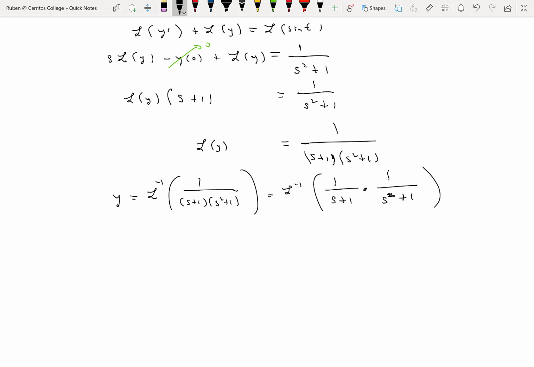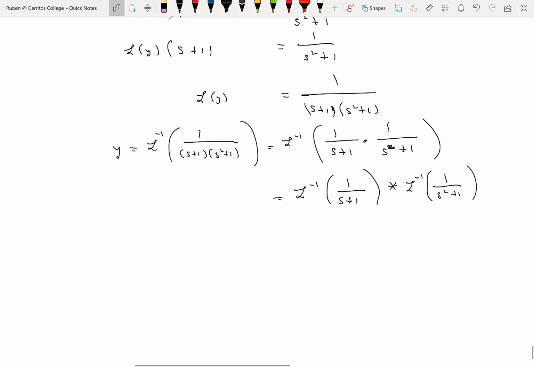Now the inverse Laplace transform of the product, though, by the convolution theorem says that this is the inverse Laplace transform of the first function convolved with, or star, or convoluted with, if you want to use that language, the inverse Laplace transform of 1 over s squared plus 1.